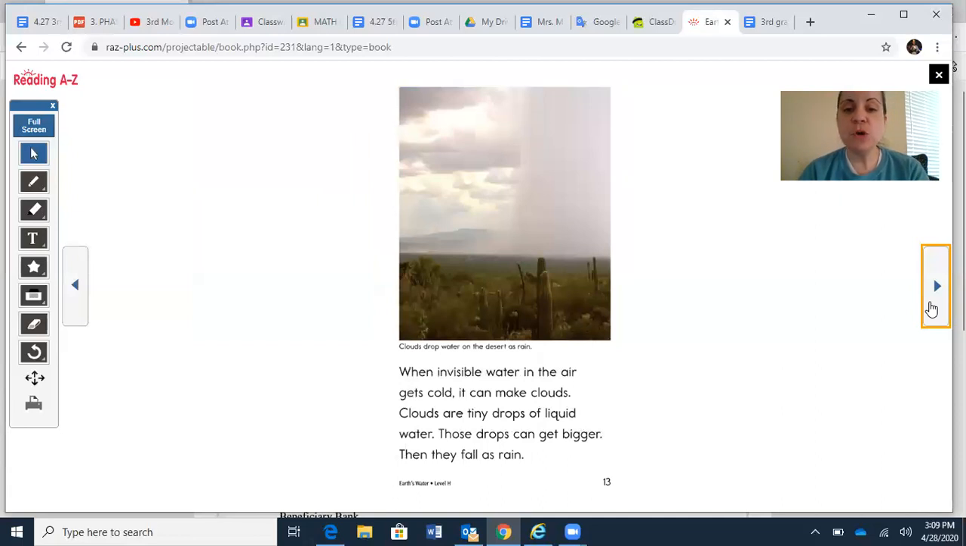When invisible water in the air gets cold, it can make clouds. Like I said, the clouds. Clouds are tiny drops of liquid water. These drops can get bigger. Then they fall as rain.